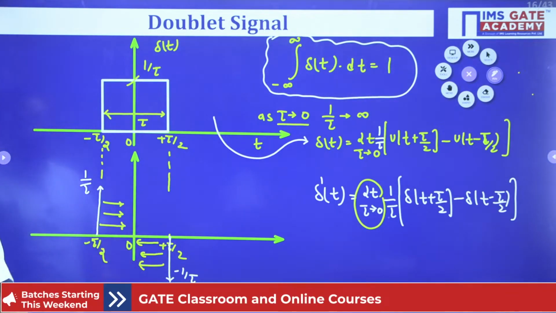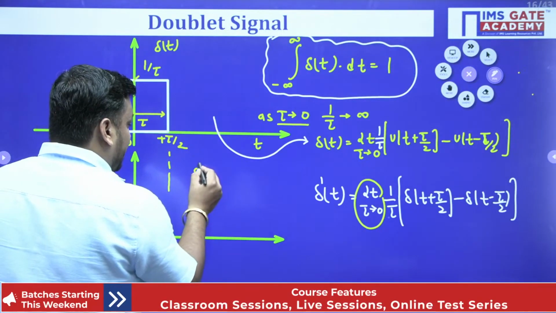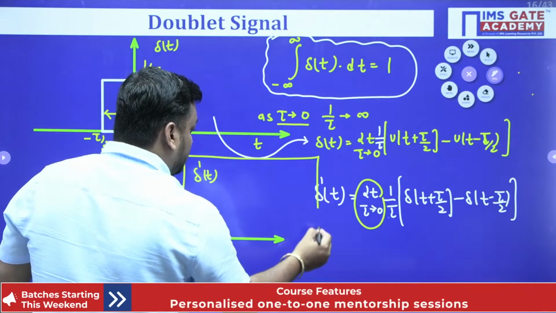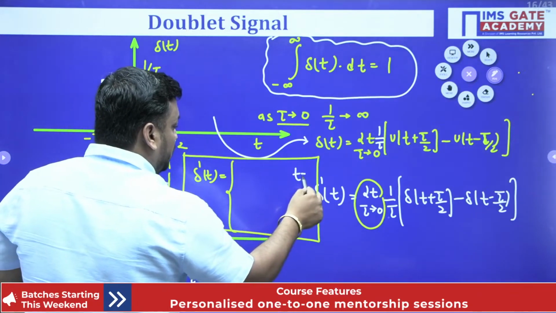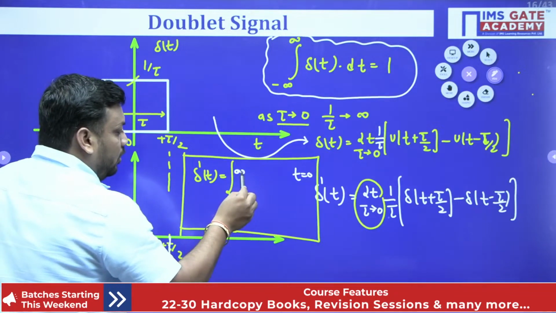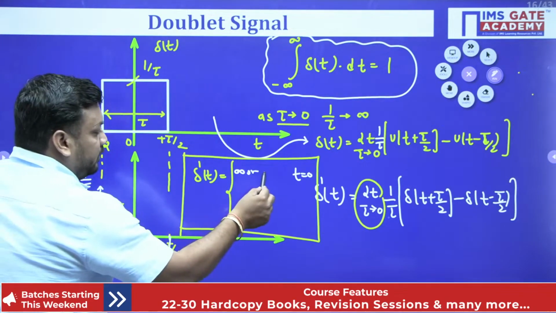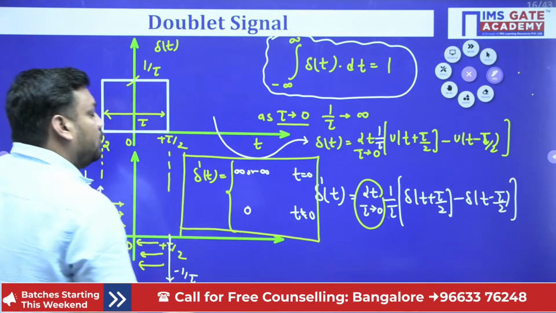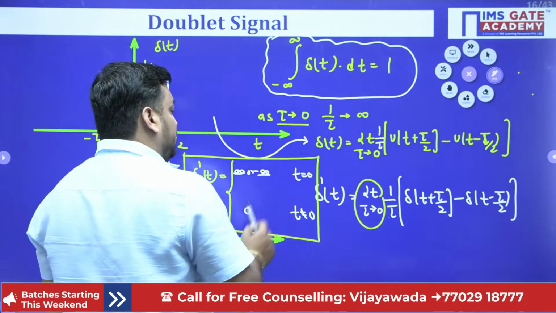So exactly at t equal to 0, what will happen, guys? We can say that exactly at t equal to 0 you will get the doublet function in this box. This plus this, 1 by 0, will give you an infinity value, or this 1 by tau minus will give you a minus infinity value. For t not equal to 0, it is 0. So the doublet function at t equal to 0 achieves infinity or minus infinity.